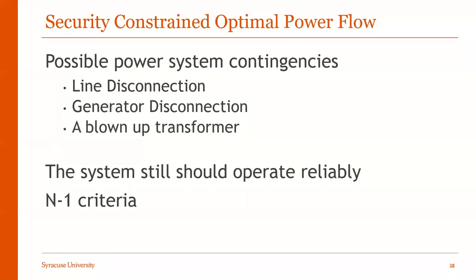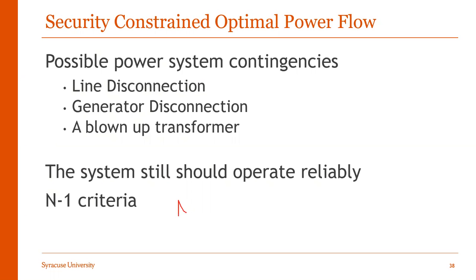As we all know, in day-to-day operation, the power system faces several contingencies. Such failures or contingencies can include line outages, generator outages, or maybe a blown up transformer. Under all such failures, it is assumed that the system should still operate reliably. We call this the N-1 criterion. It means that under a possible failure of one element, which is N-1, the system is still reliable.